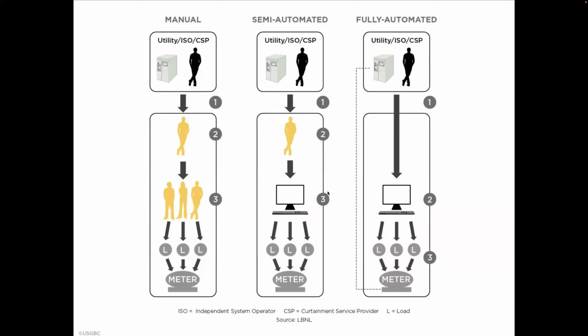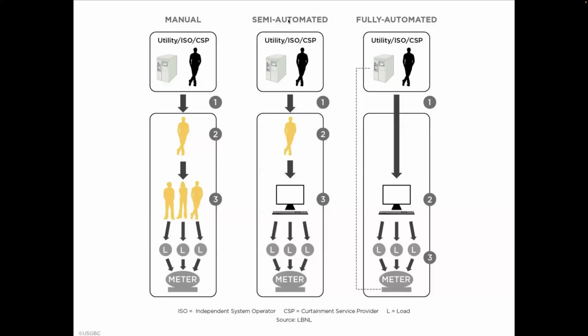So essentially, the manual option is that the utility says help, and then you have someone responsible in that building who talks to three other people. This is very cartoonish, but they talk to other people in the building to reduce their loads, and it's all manual and voluntary. This is the least ideal, and you actually can't get credit for this.